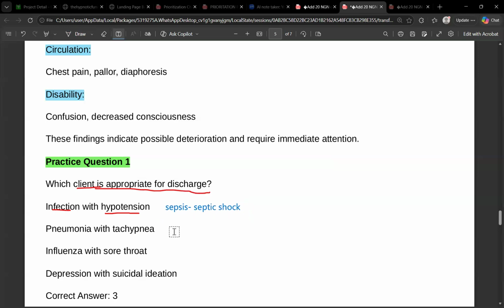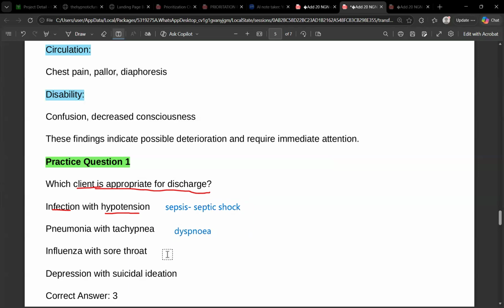Second option, pneumonia with tachypnea. Already the client is having a lung infection, along with tachypnea, which indicates that the client is having difficulty with breathing. So we can't discharge the patient.